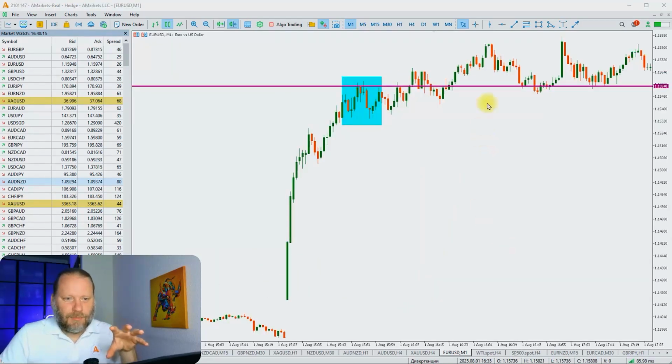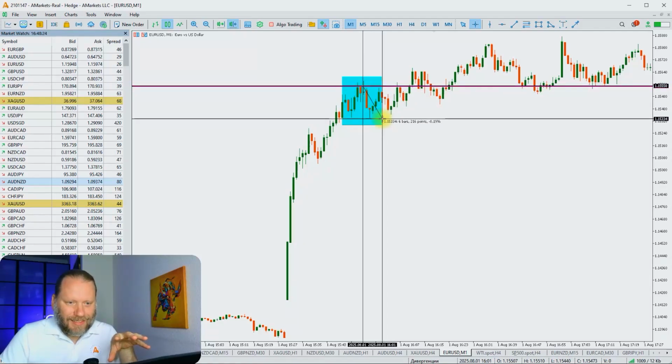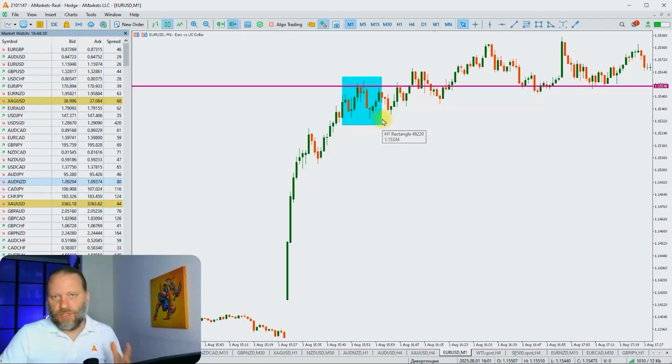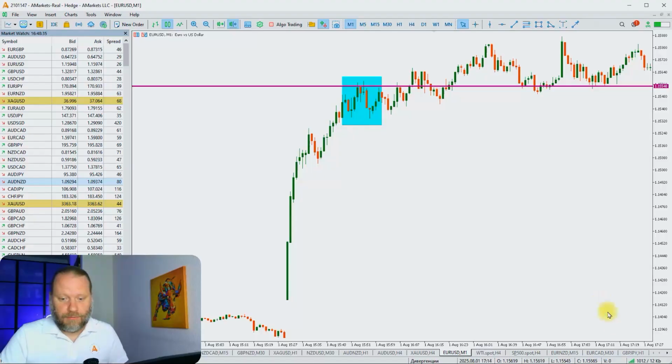So here it is, this moment. Notice how clearly price has bounced back. If you measure the retracement down from this resistance line, this is now the mirror resistance line. The retracement was 216 pips. And this is $216 when trading one standard lot in the MetaTrader platform. And it was possible to earn them in just 4 minutes.